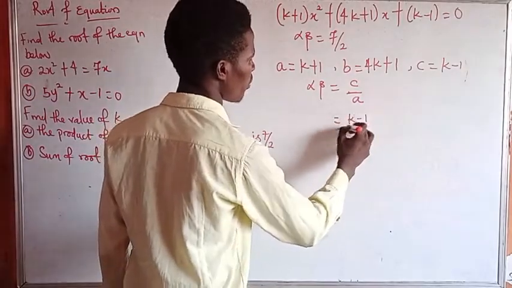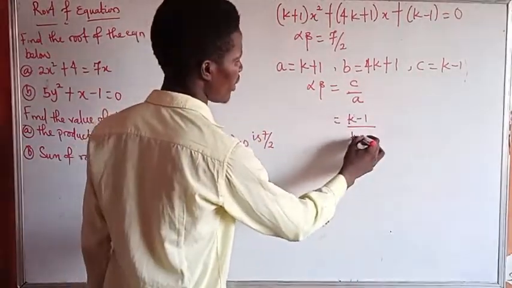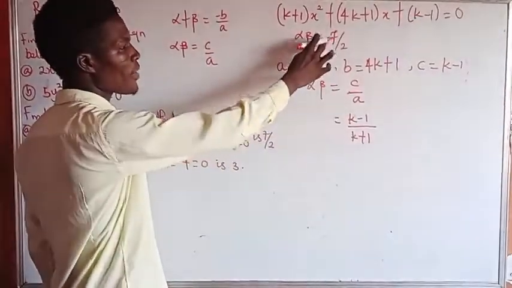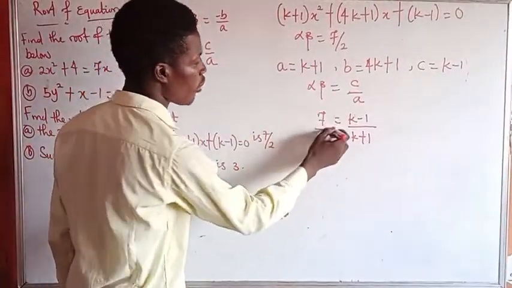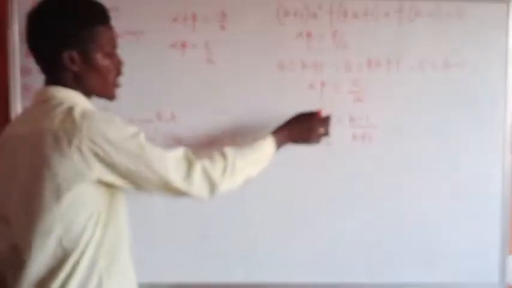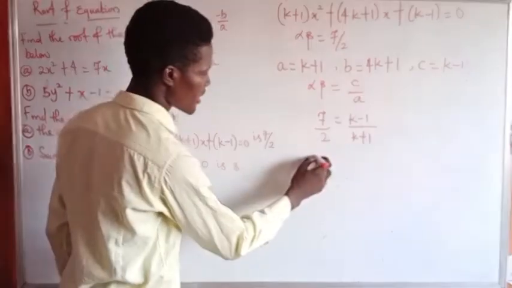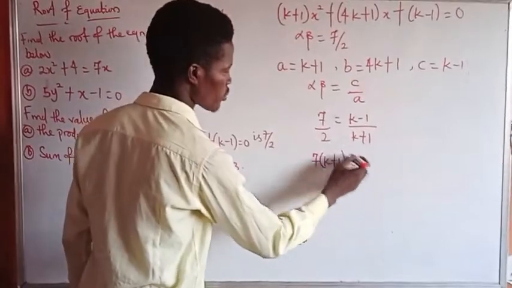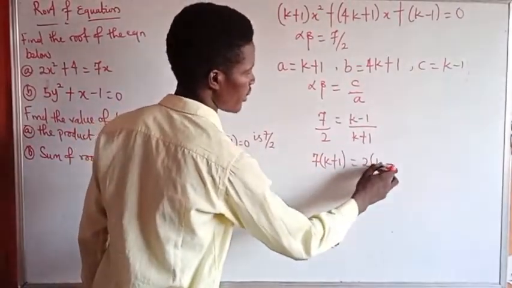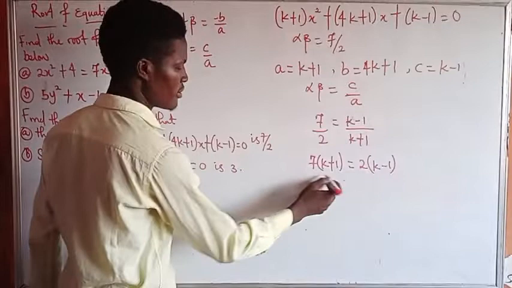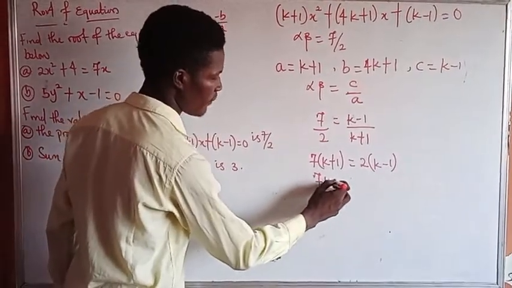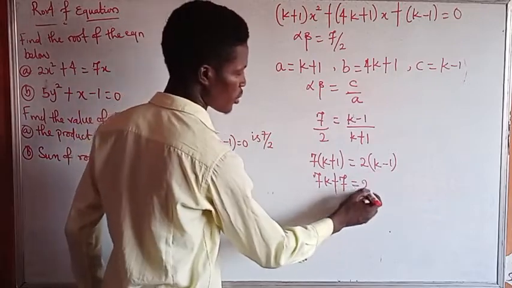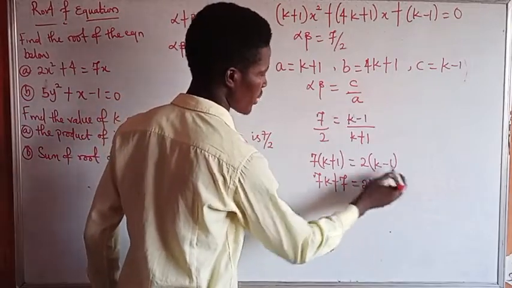k minus 1 over what's our a? K plus 1. Alright, and what do they say my alpha beta is? My alpha beta is 7 over 2. So cross multiply, that will be 7 multiplied by k plus 1 equals 2 multiplied by k minus 1. Alright, 7 times k will give me 7k plus 7 equals 2 times k will give me 2k minus 2 times 1 will give me 2.